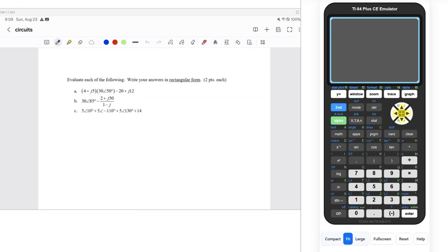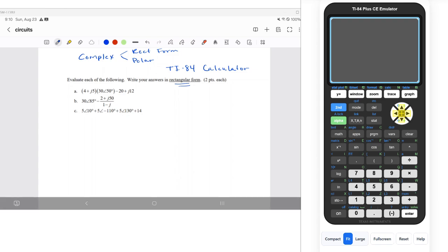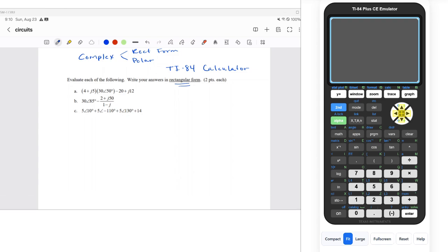We are going to do some math on complex numbers. So our complex numbers can be written in either rectangular form or polar form. And we're going to use the TI-84 calculator to do this math. Okay, so our first step is with our calculator, we need to get it woken up here.